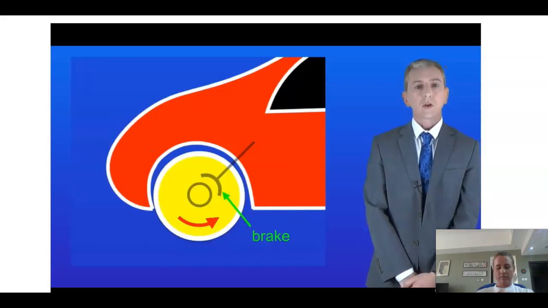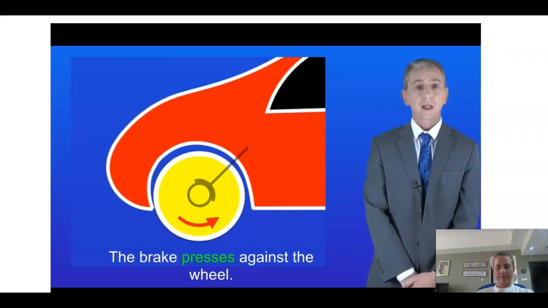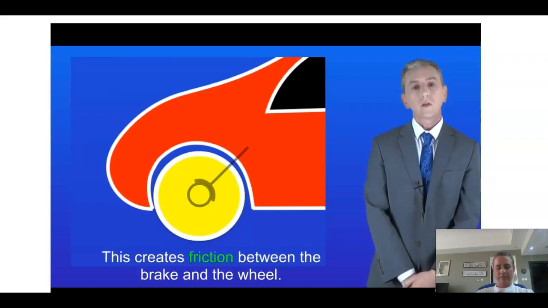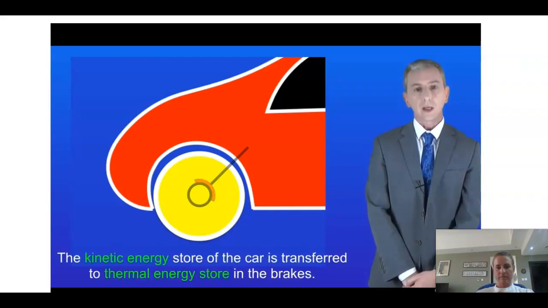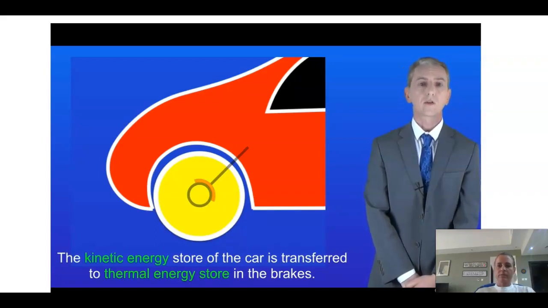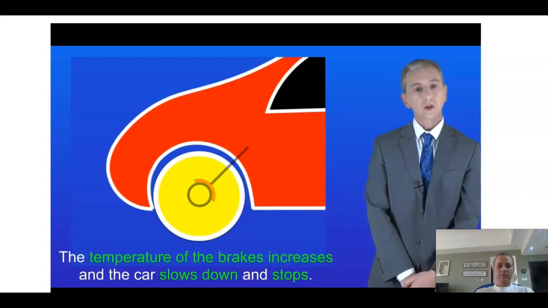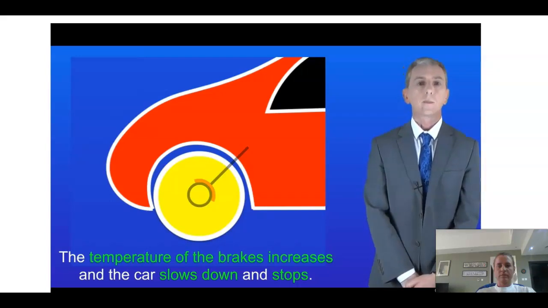So when the driver presses on the brakes, the brake presses against the wheel of the car. This creates friction between the brake and the wheel. At this point, the kinetic energy stored of the car is transferred to the thermal energy stored in the brakes. That means that the temperature of the brakes increases, and the car slows down and stops. So we've transferred energy from the kinetic energy stored of the car to the thermal energy stored of the brakes. That means that we've done work.